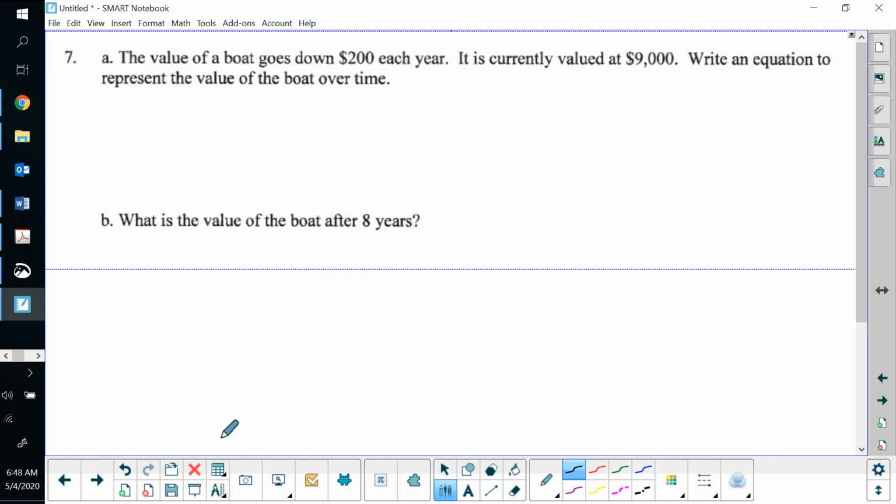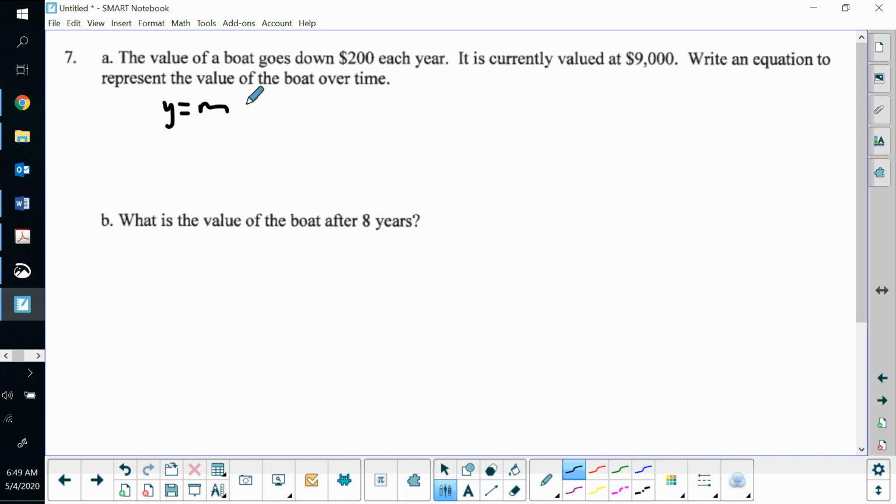All right, number 7 in the packet is the last one we'll look at for this video. The value of the boat goes down 200 each year. It's currently valued at $9,000. Write an equation to represent the boat. So it goes down 200 the first year, 200 again the second year, 200 the third year. So because it's going down by the same amount each time, that tells us we're working with linear. The difference from the two previous problems is when it decreases, your m goes in as a negative. So we have y equals minus 200x plus our starting value of 9,000.